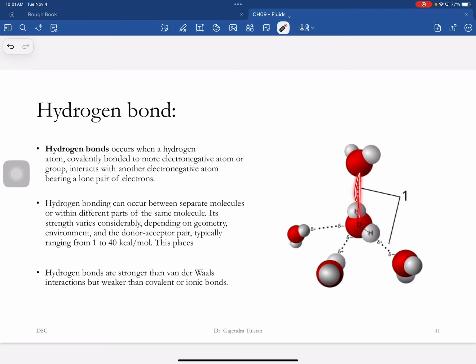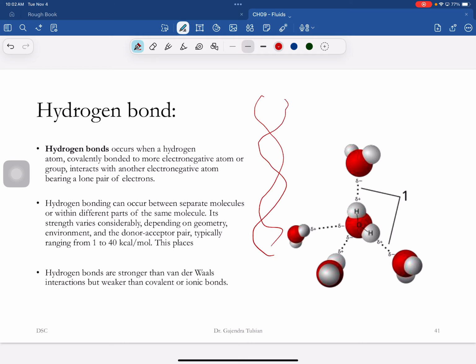Okay. Hydrogen bonding can occur between separate molecules or different parts of the same molecule. So for instance, in your DNA molecule, which is a spiral like that, these branches are bound by hydrogen bonds. Okay, so there's a force between hydrogen bonds. So you can have hydrogen bond between different molecules or different parts of the same molecule.